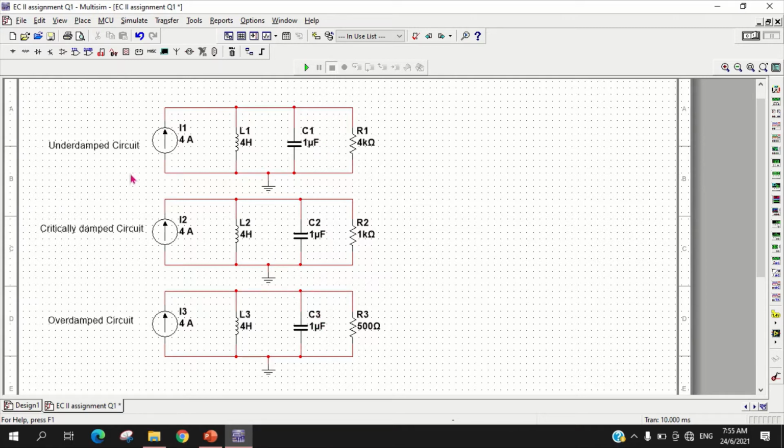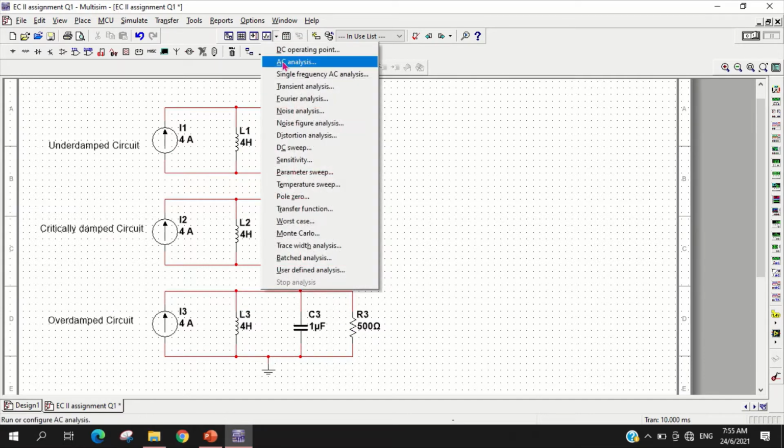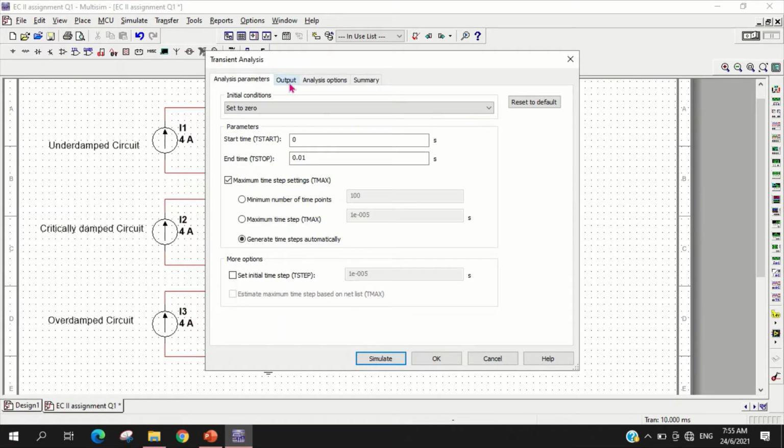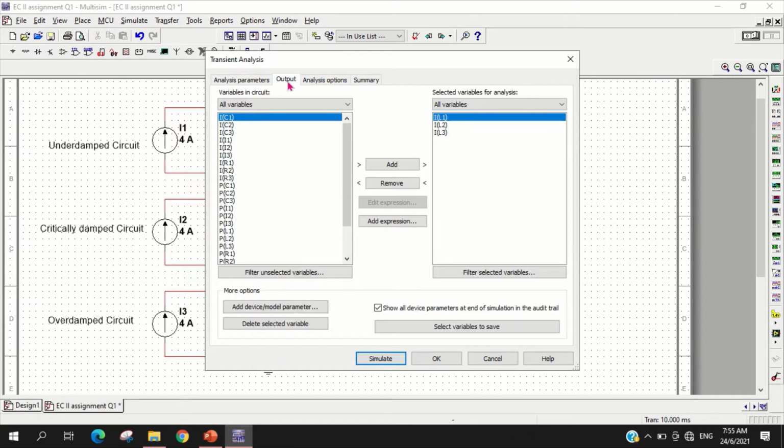For the underdamped circuit, we use 4 kilo ohm as the value of the resistor, 1 kilo ohm as the value of the resistor in the critically damped circuit, and for the overdamped circuit, we use 500 ohm. We can generate the graph by choosing transient analysis, and then the end time we set to 0.01 second. For the output, here I choose IL1, IL2 and IL3 to observe the current across the inductor.